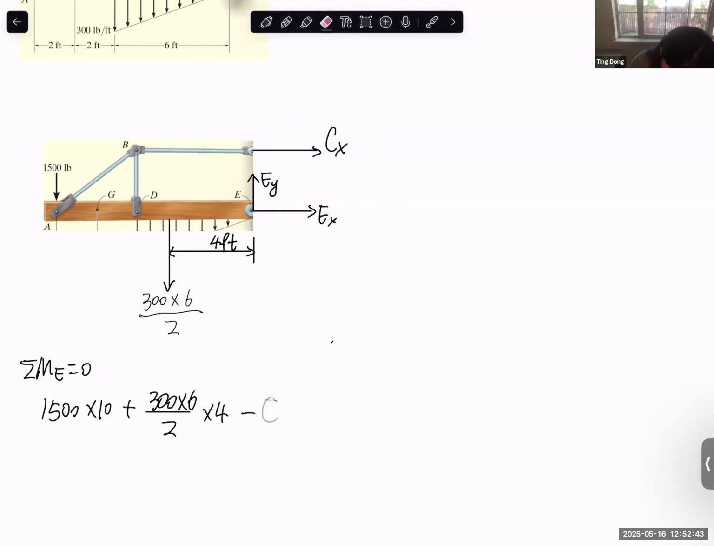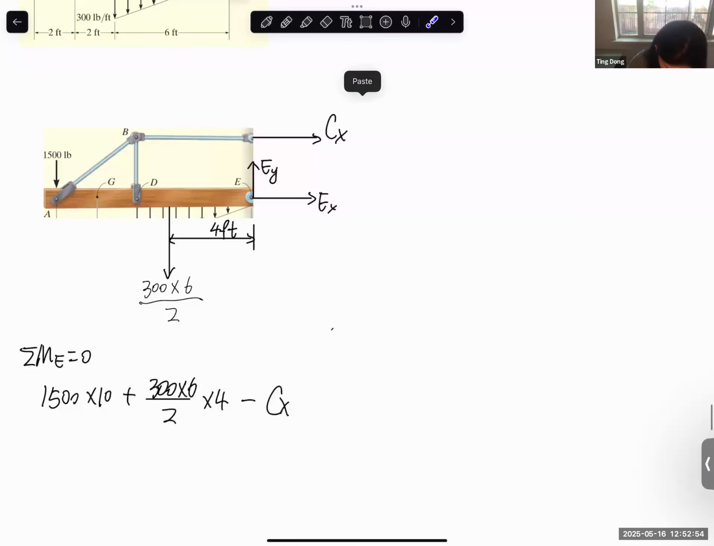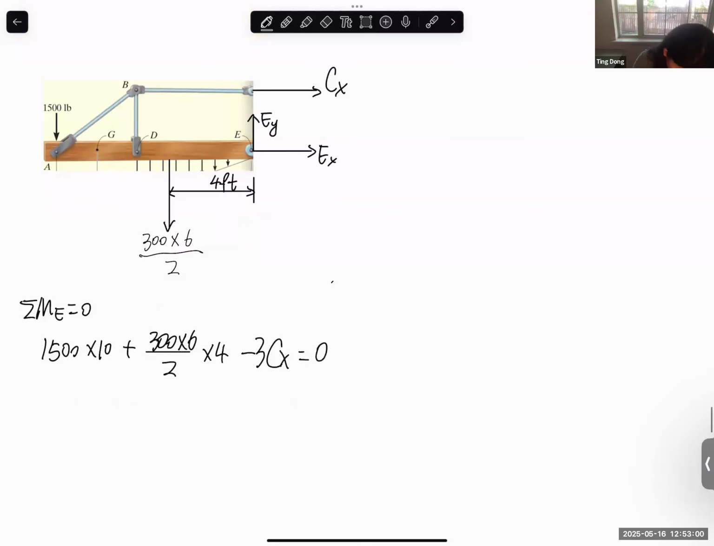Cx. And the moment arm is this dimension, so 3. This should be equal to 0, way down. And Cx equal to positive.